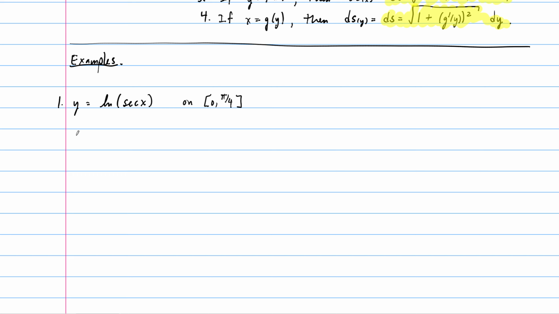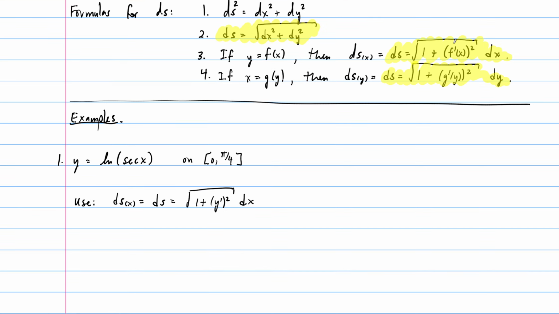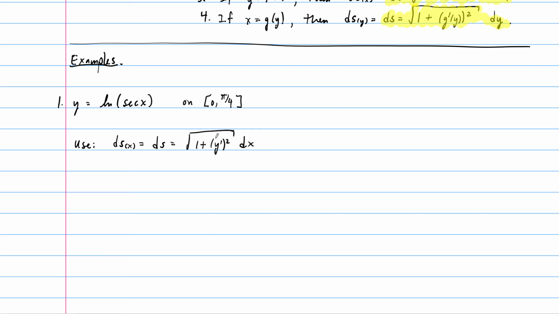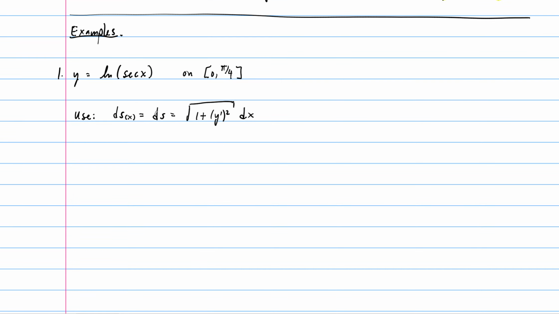Because this one is given to us as y as a function of x, let's use our formula for ds as a function of x. So ds is going to be equal to the square root of 1 plus y prime squared, times dx. Now I've gotten very lazy with the y prime there. Up here I wrote it as f prime of x, so we just need to be careful with this part. Let's work out this differential first, and then we can integrate it.